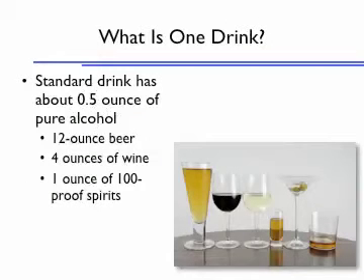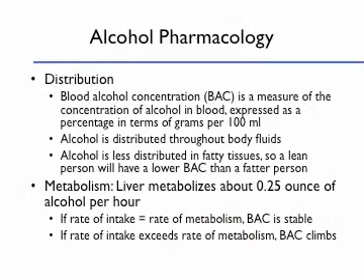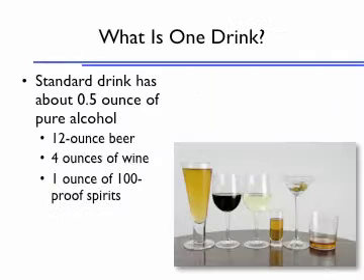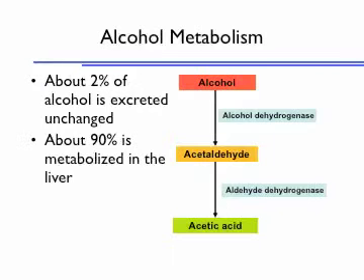A standard drink has about half an ounce of pure alcohol, so if it's half an ounce and it's a quarter of an ounce an hour, then it should take a couple hours to completely metabolize one half ounce, or one serving, of alcohol. So half an ounce of pure alcohol is the same that's in an ounce of 100 proof liquor, 4 ounces of wine, or 12 ounces of beer. That's 12 ounces of beer that's at around 4%.